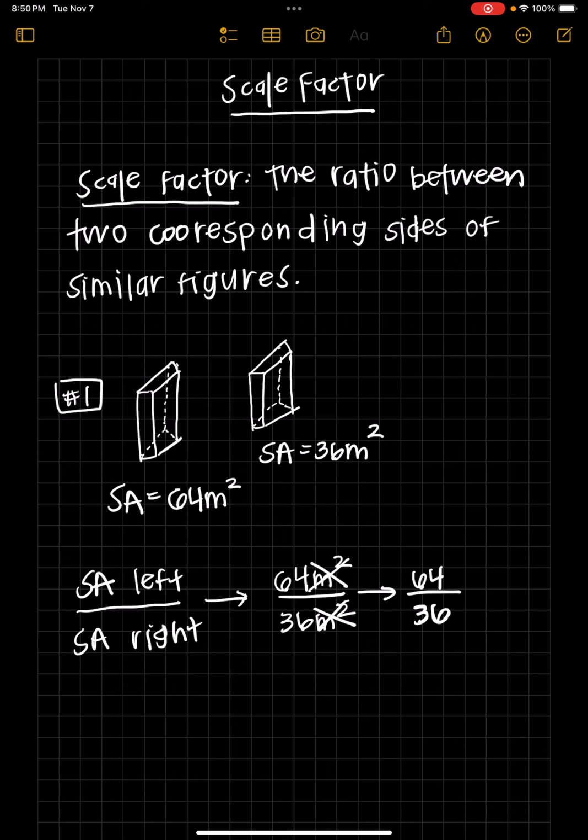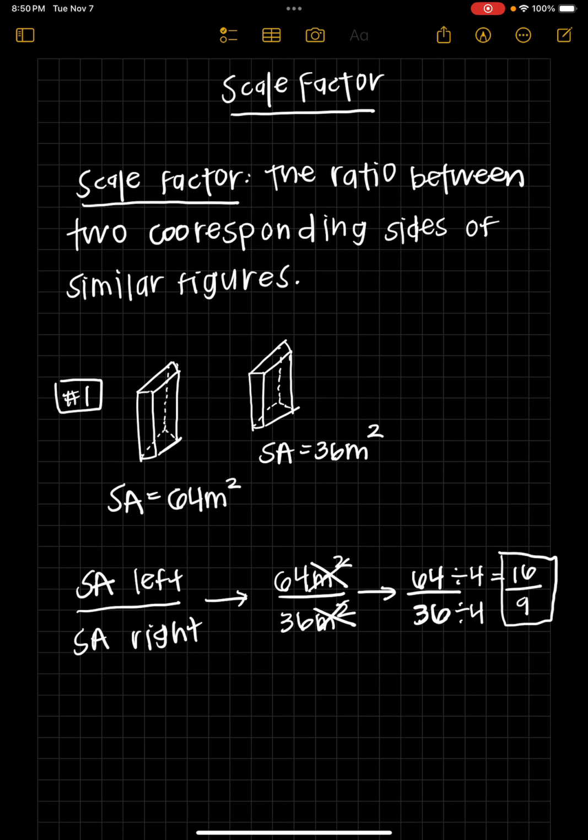And now we can simplify the 64 and the 36. These are both divisible by 4, so I'm going to just divide each by 4. When I divide 64 by 4, I get 16. When I divide 36 by 4, I get 9. And this is as simple as it'll go. So my scale factor is 16 over 9, which basically means that in order to get from the small shape to the big shape, I needed to multiply by 16 over 9.